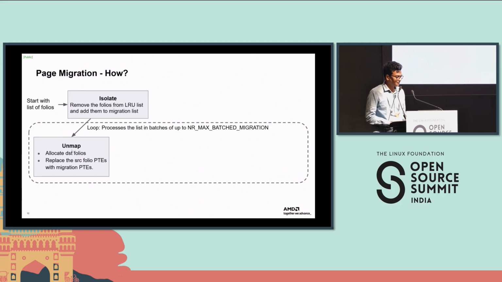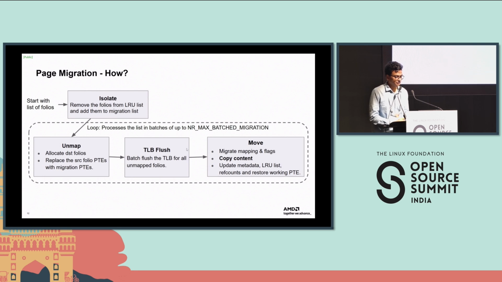First, we unmap the pages. We go into the unmap stage. In the unmap stage, we allocate a destination folio on the target node where we want to migrate the page. Then we replace the source folio page table entries with migration page table entries. Migration page table entries are kind of like swap entries, which tell the user, if a user faults on the page, to wait. Then we do a single efficient TLB flush. This happens for all the unmapped folios.